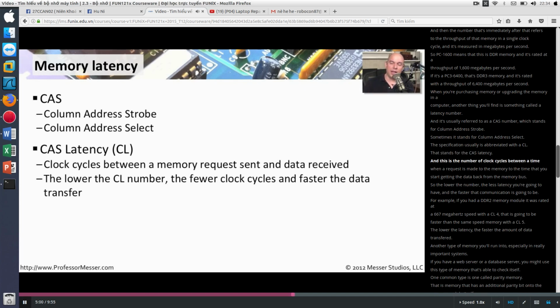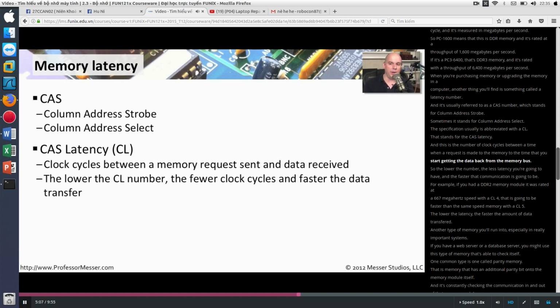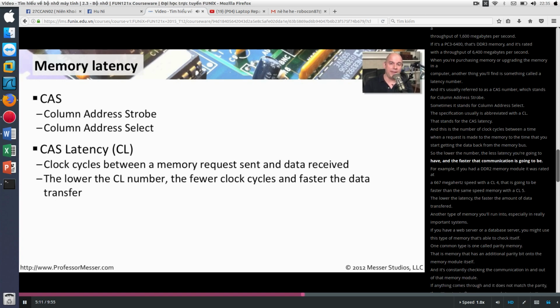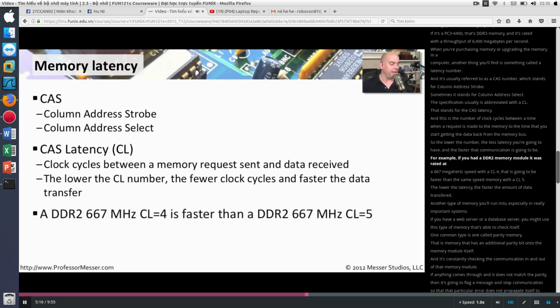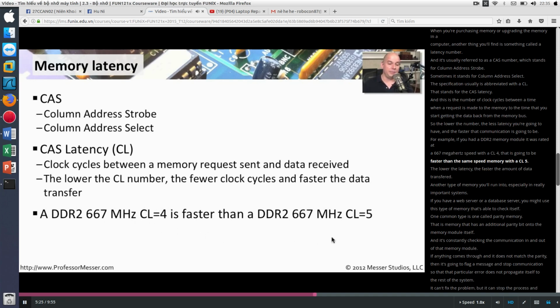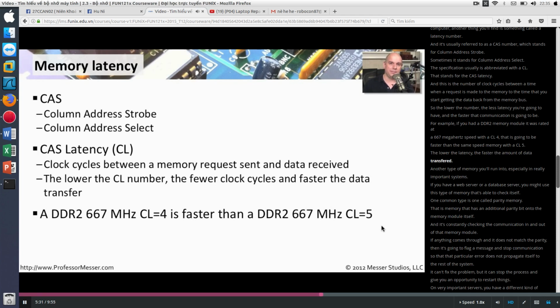And this is the number of clock cycles between the time when a request is made to the memory to the time that you start getting the data back from the memory bus. So the lower the number, the less latency you're going to have and the faster that communication is going to be. For example, if you had a DDR2 memory module that was rated at a 667 megahertz speed with a CL4, that is going to be faster than the same speed memory with a CL5. The lower the latency, the faster the amount of data transferred.